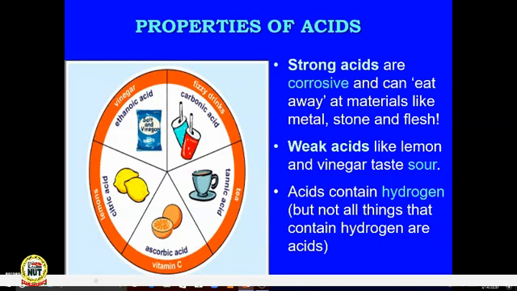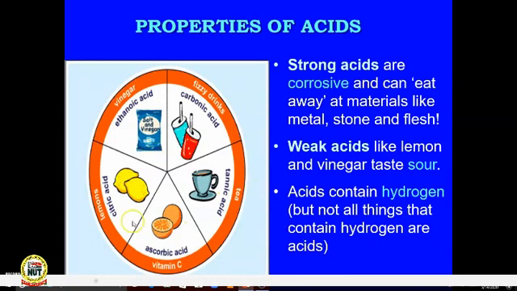Then we have weak acids, which are not corrosive, but they have a sour taste. Examples are lemon and vinegar. These are acids. Your lemon, that looks like an orange, contains an acid. And that is why when you taste a lemon, it has this sour taste that it comes with. Acid contains hydrogen, but not all things that contain hydrogen are acids. So let's take note of that.